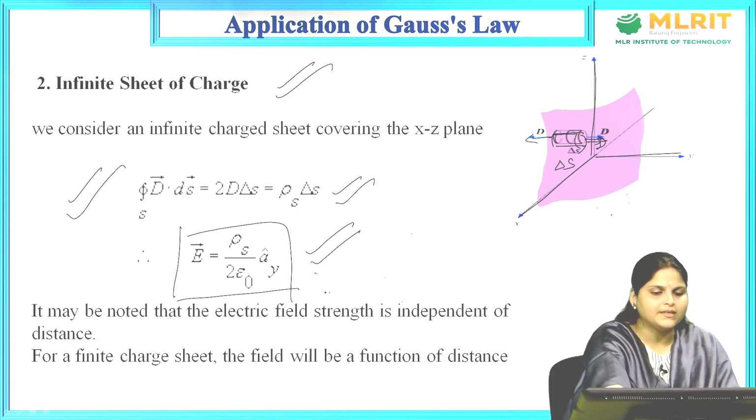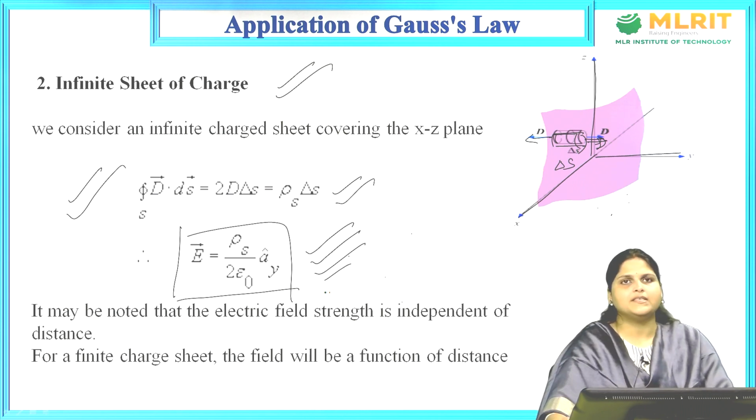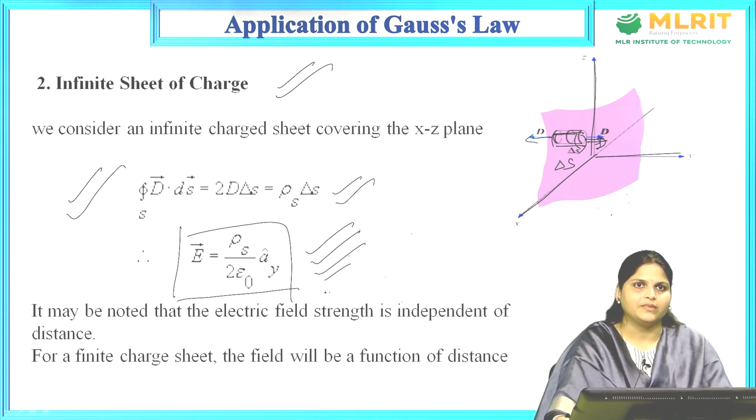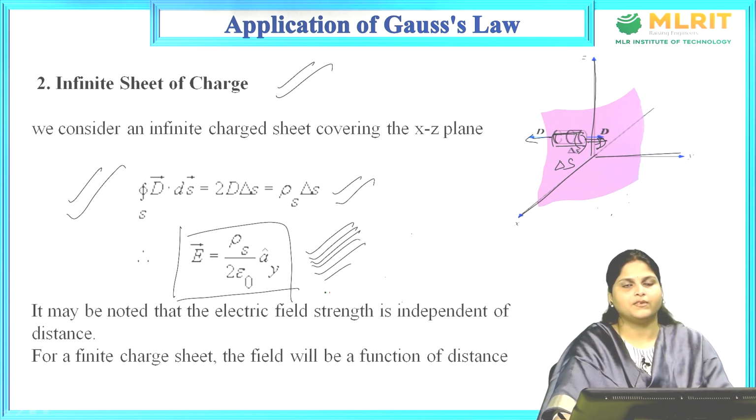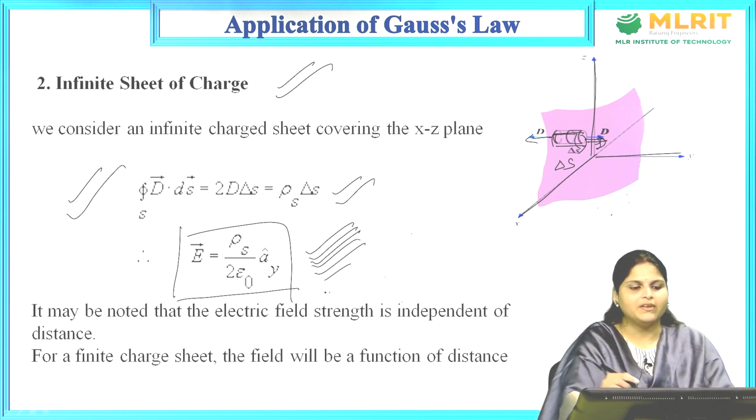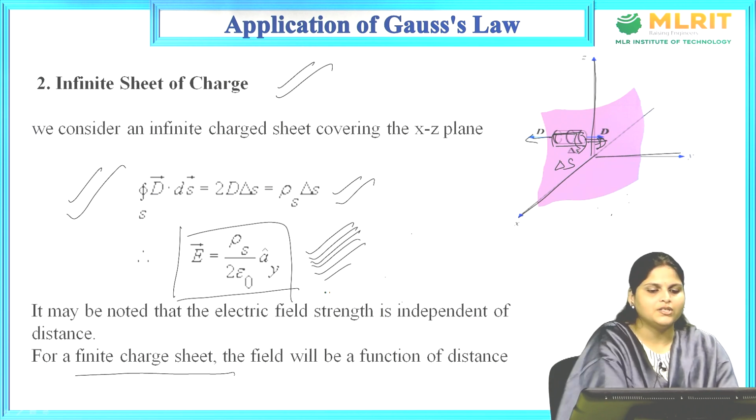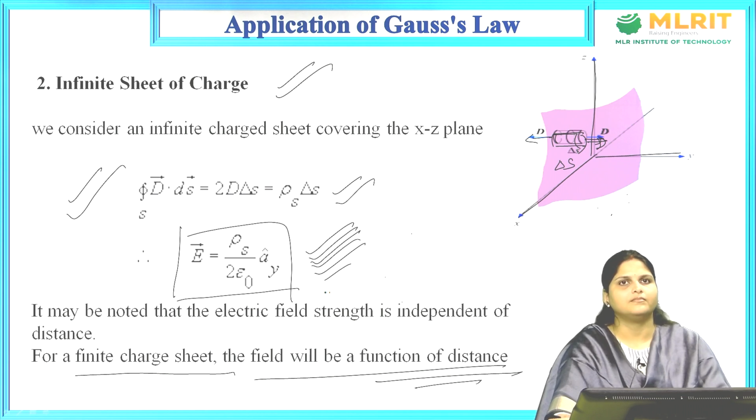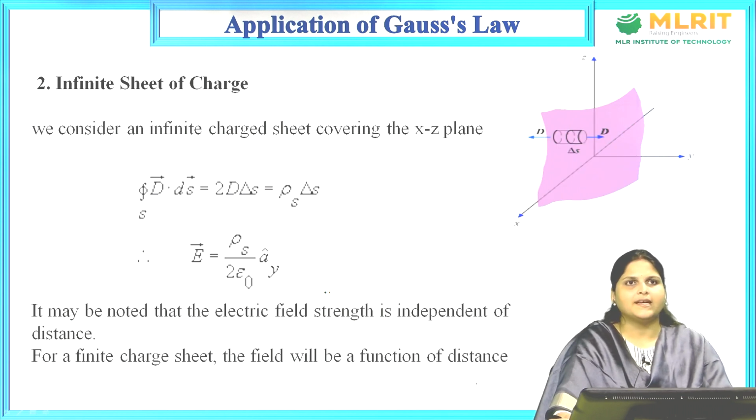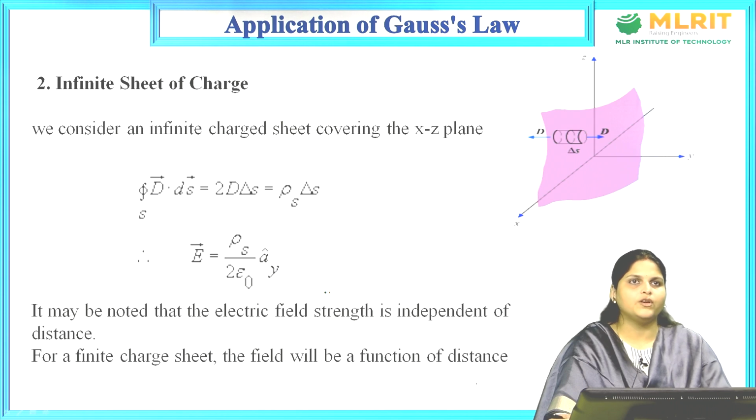Also if you notice here, this electric field intensity due to a sheet of charge is independent of distance. Like the previous formula, here we don't have any distance. So this is free from distance for an infinite sheet of charge. But if we consider a finite sheet of charge, the field will be a function of distance. So this is the second application of Gauss law, where by using an infinite sheet of charge you can find the electric field intensity.